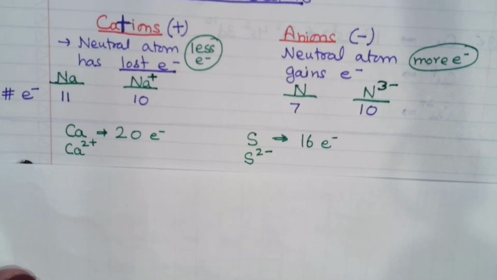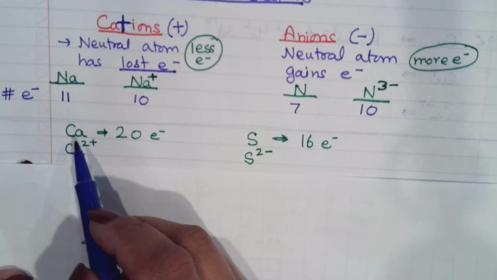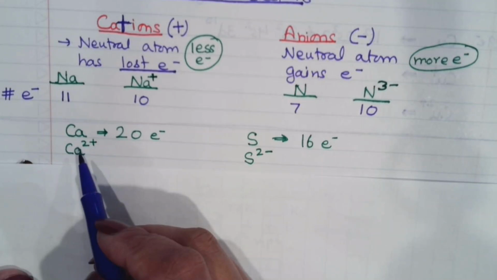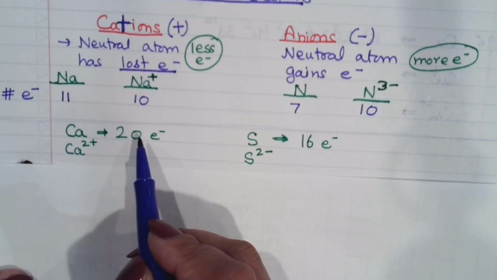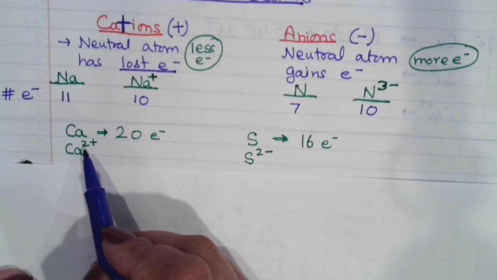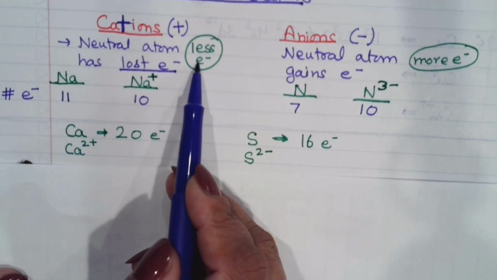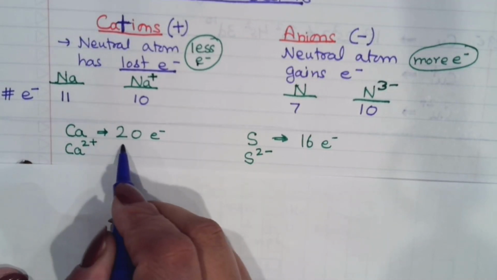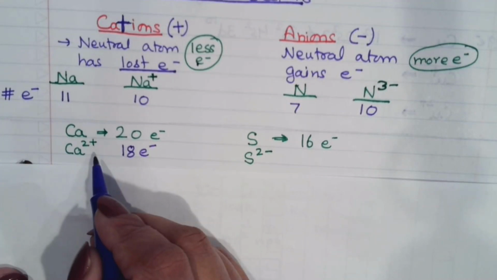Another example, let's write down the electrons in a neutral atom and the ion formed by that neutral atom. Calcium has atomic number 20, so it has 20 electrons. Calcium 2+ will have how many electrons? Look at the charge on the calcium. It is 2+, meaning it has 2 fewer electrons. So the number of electrons will be 18 in the calcium ion.